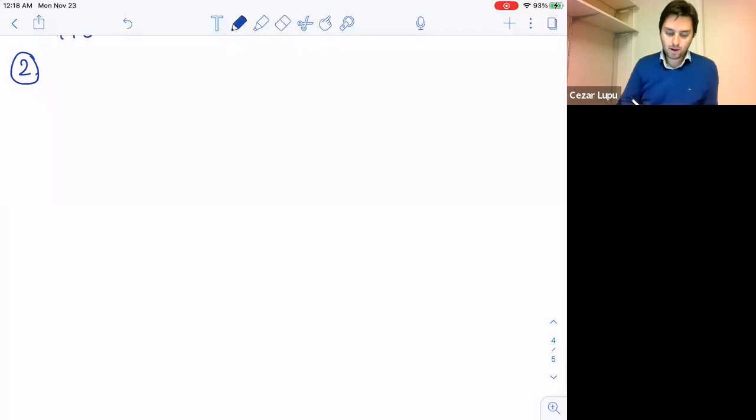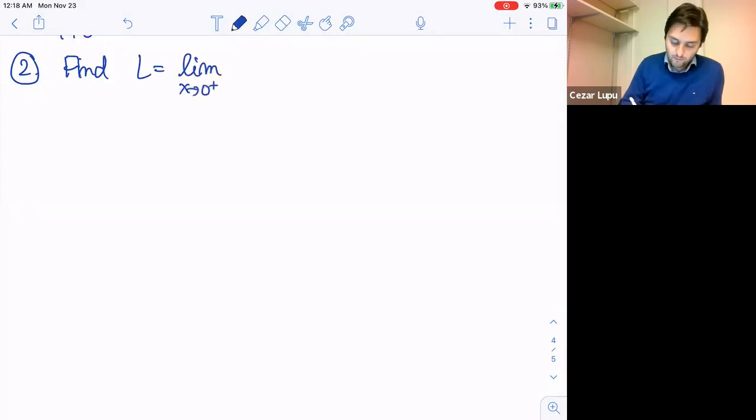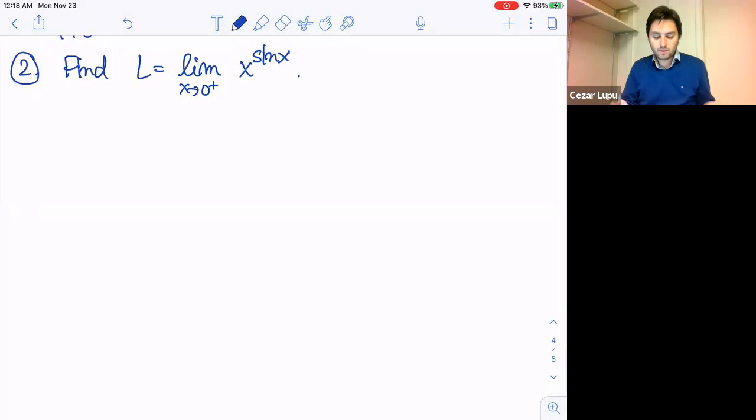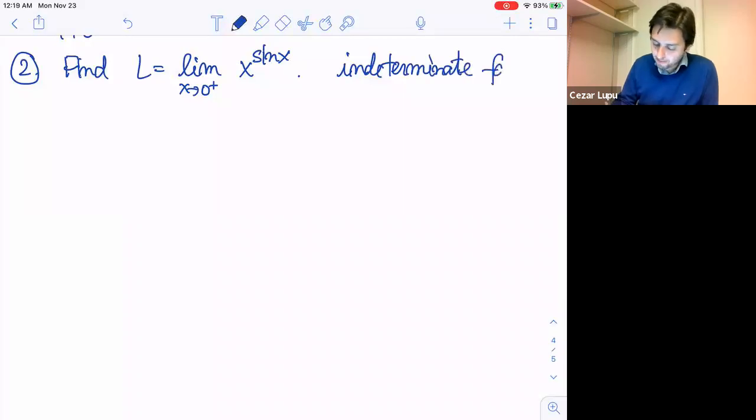Another example that I have in mind is to find this limit, and let's denote it by L: the limit as x approaches 0 from the right of x to the power sine of x. First of all, what kind of indeterminate form do we have here? If we plug it in, the indeterminate form is 0 to the power 0. All right, great. So we cannot apply L'Hopital's rule in this case, so maybe we should do something.